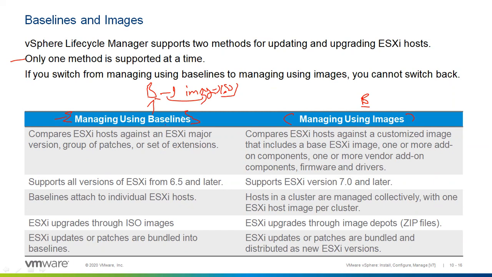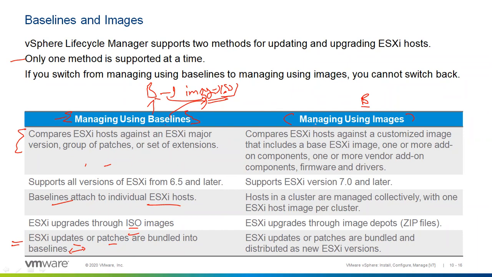Then what will happen? When we apply the baseline to my ESXi host, it will compare my current version with the target ISO that is fetched with this baseline. And on the basis of the comparison, it will take the decision, yes, I am lacking something, then it will start the update or patch against that baseline.